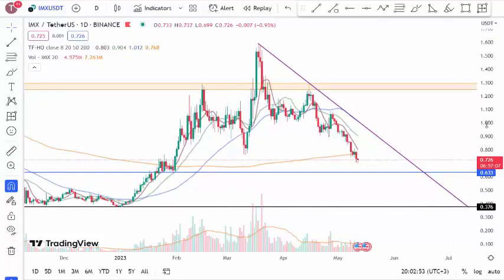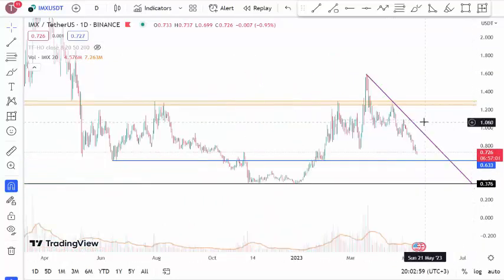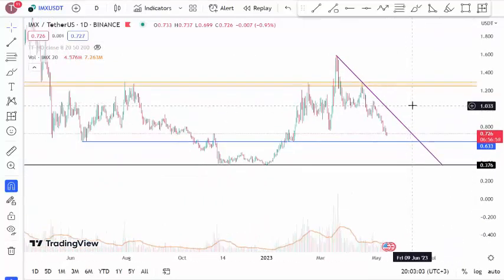We have shared our supported regions and our interpretations of the indicators with you. Let's conclude this video slowly. In this video, we shared the technical analysis of Immutable X coin with you.